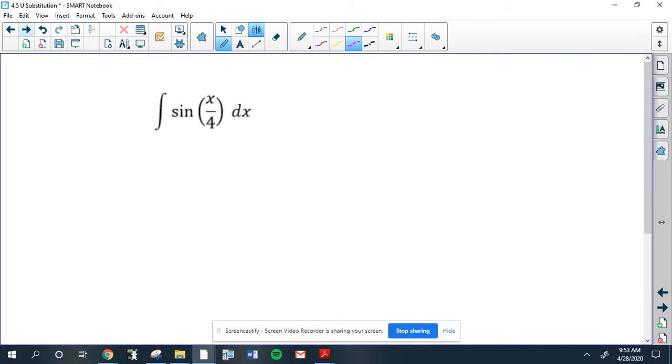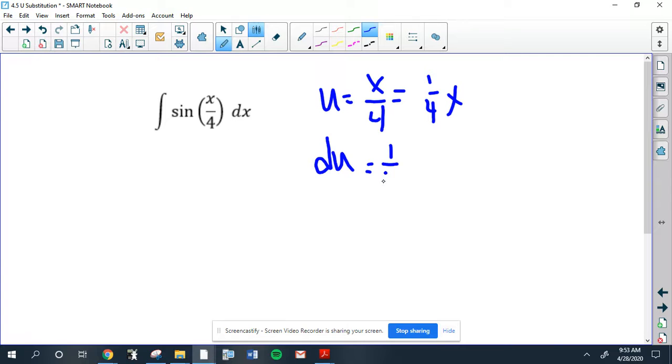So we're going to use this exact same method we just used for the algebraic functions. If we want to make this sine of u, we have to let u be equal to x over 4. Now it is sine of u. But just like with the algebraic ones, we also have to find du immediately after, which is the derivative of x over 4. Remember, x over 4 is just 1/4 x. So the derivative of x over 4 is 1/4. Add your dx.